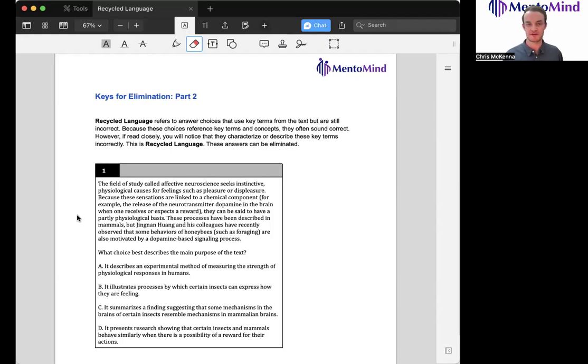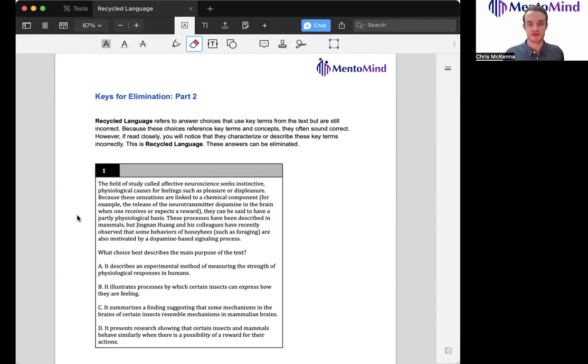Now, what we mean by recycled language is answer choices that use key terms and key ideas from the text, but use them improperly. That's where that idea of recycled language comes in, right? There are terms that you remember reading from the passage because they're important parts of the passage. However, if you read the answer choice carefully, you may notice that that particular answer choice actually mischaracterizes or uses those terms improperly. That's recycled language. So let's use this question here to illustrate.